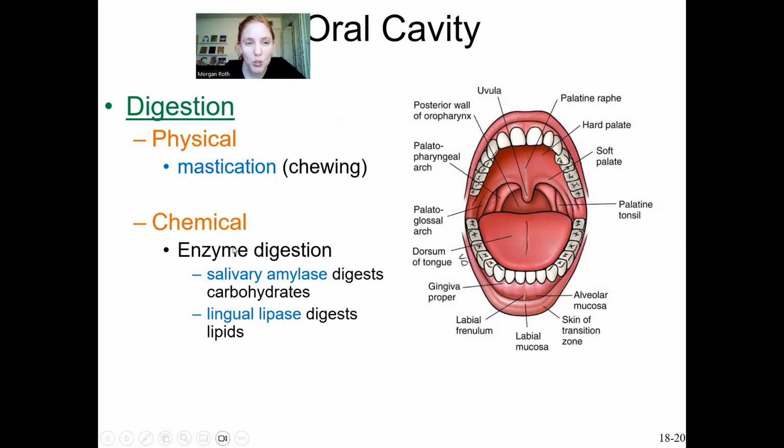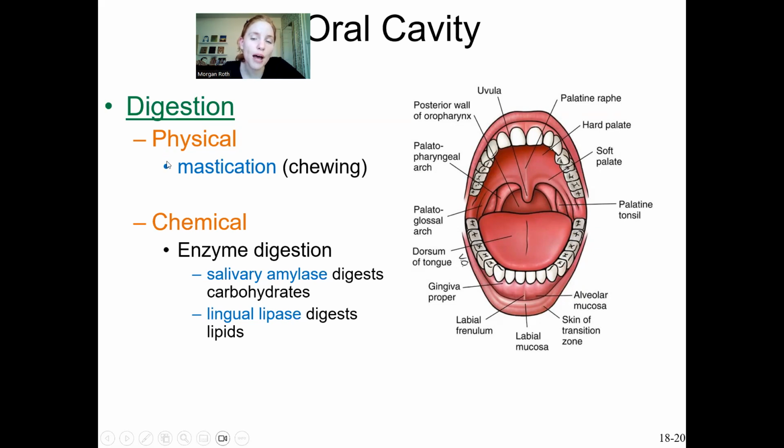For chemical digestion, that means we are going to be breaking apart covalent bonds. If you're not breaking apart covalent bonds, if the macromolecule is still intact, that would be a form of physical digestion. So in the mouth, because of your teeth, you have mastication, which is a fancy way of saying chewing. And that would be an example of physical digestion because the macromolecules themselves are still intact.